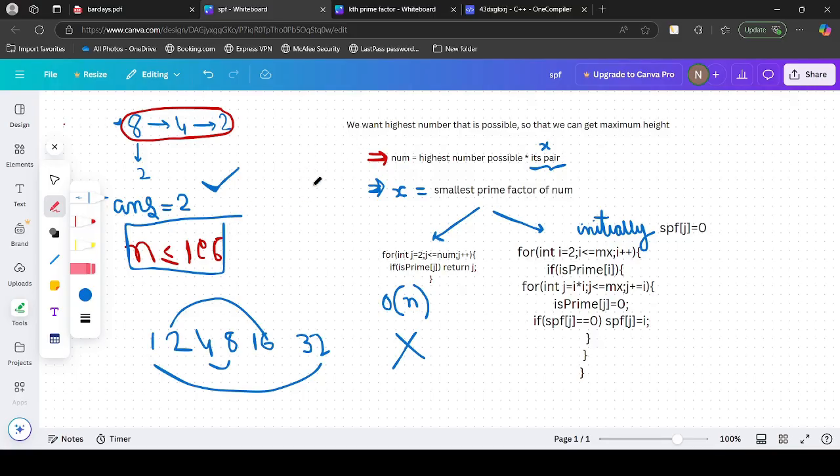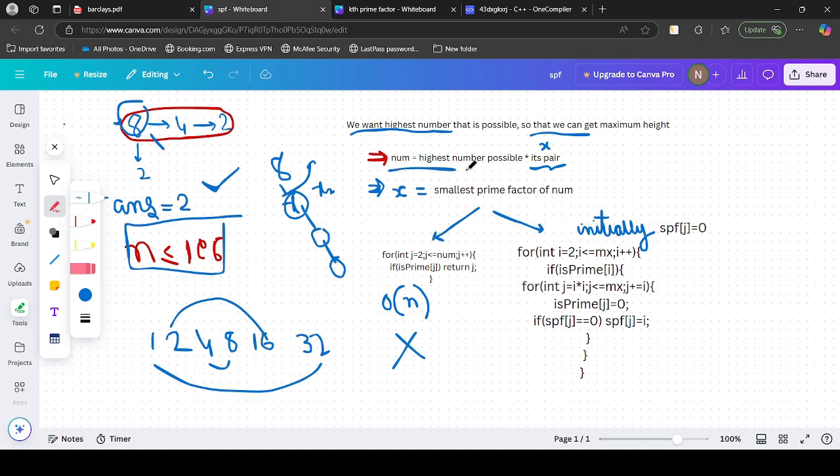So according to the question, we want the highest possible height of the tree. It is possible if we can get the maximum number, because for example, if the number is 8 and we have two replaceable choices x and 8/x, it is surely better to keep the highest number as the first priority because it can have many other divisors and we can get maximum height in all the possible cases. So we try to keep the maximum value if there are many choices.